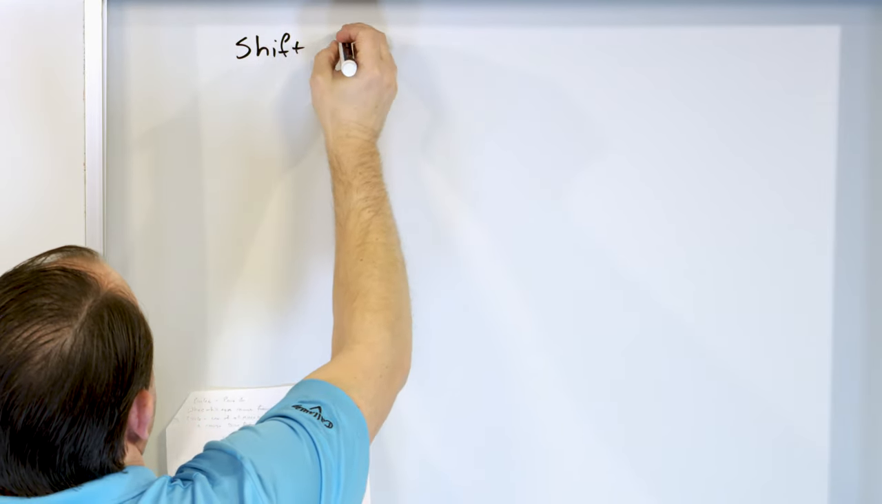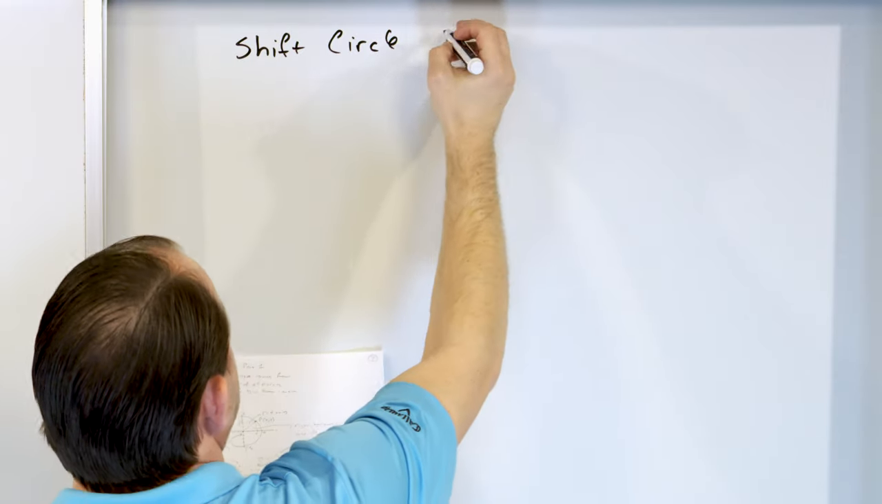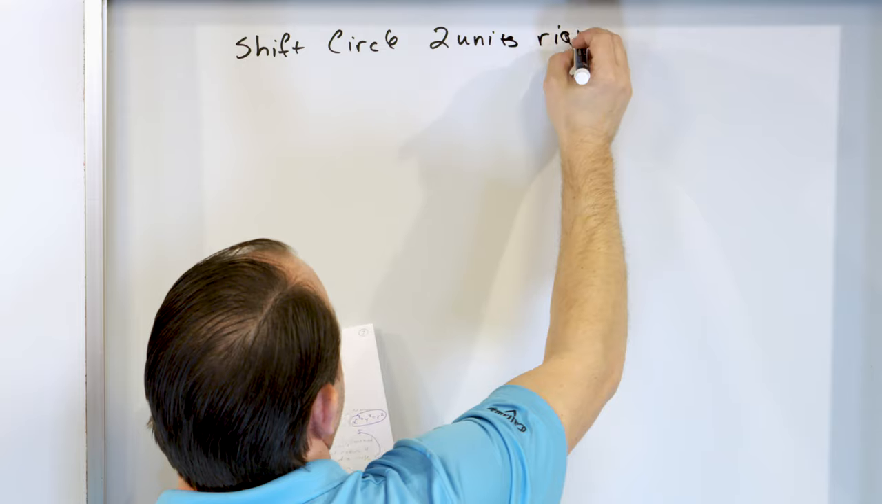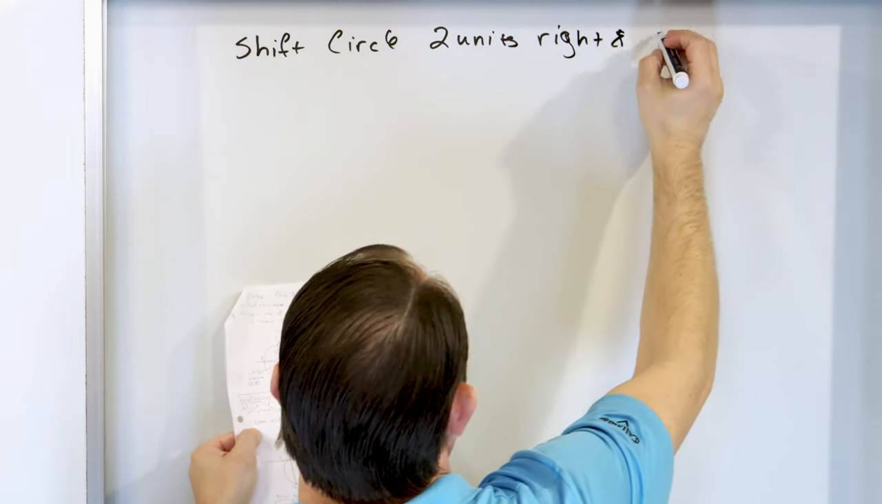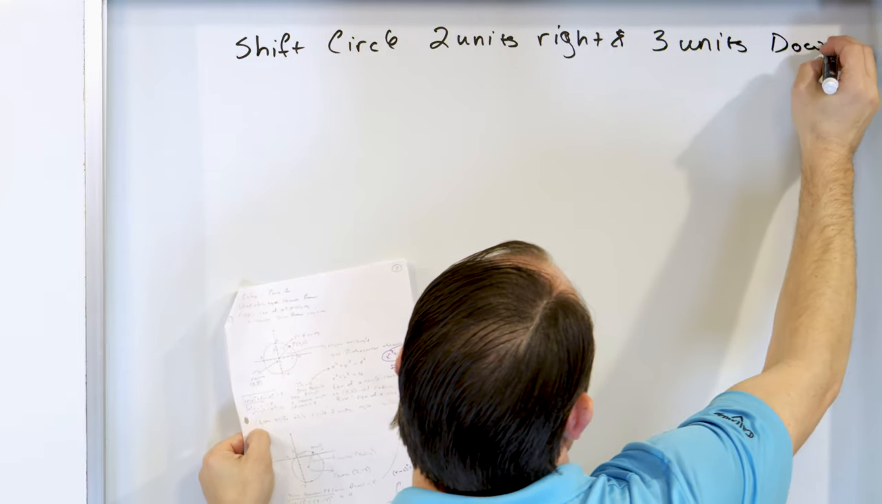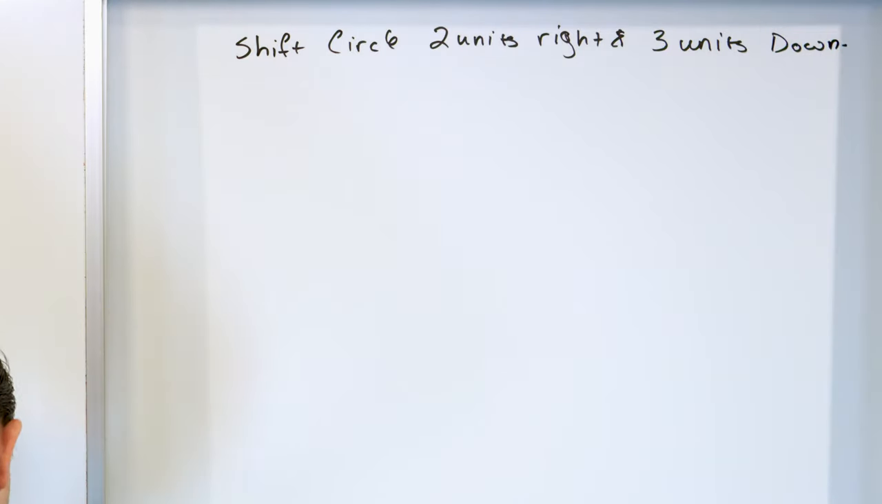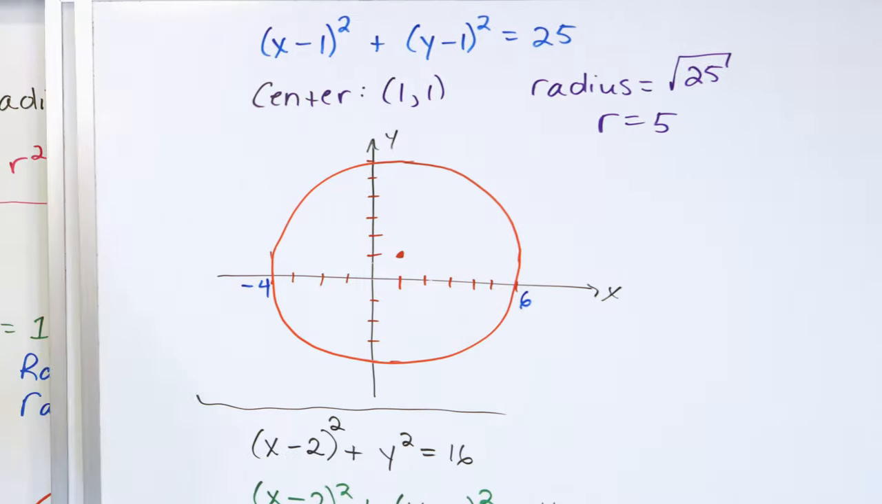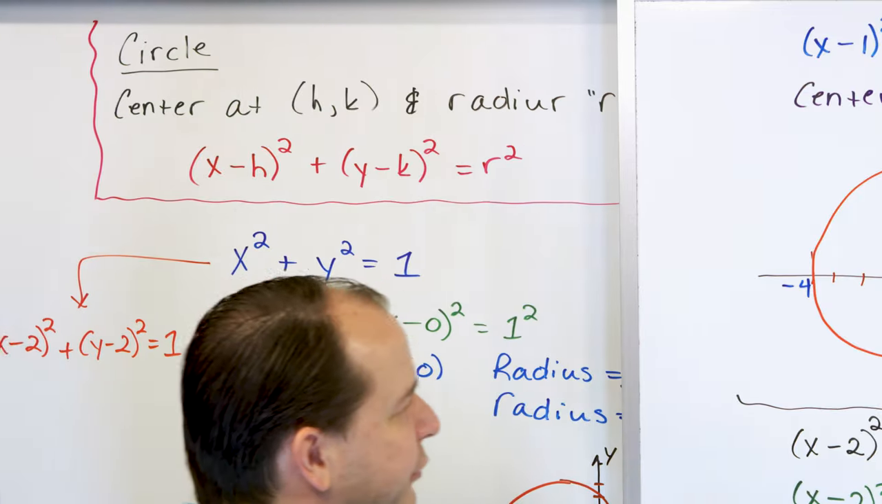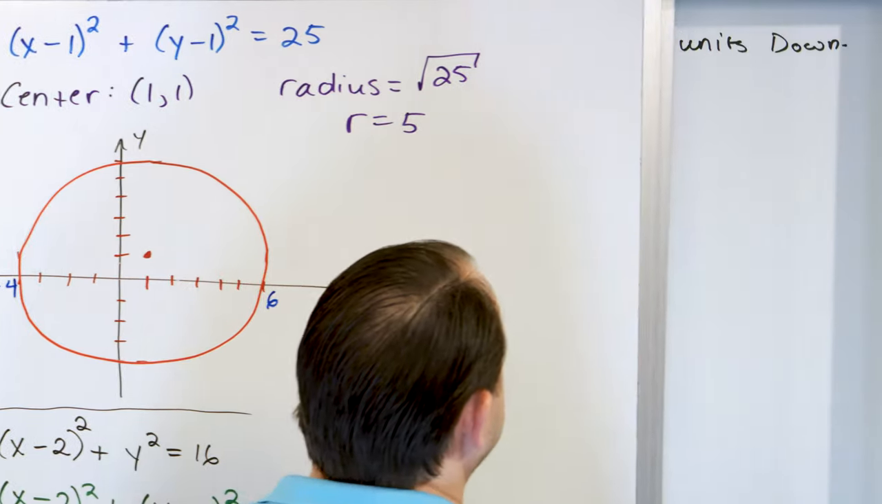Let's shift the circle 2 units right and 3 units down. So what we want to do is go through the whole exercise again, but with the circle in a slightly different location. And we want to show that the thing that you get out of it is actually this business. We want to show that that describes a circle that's shifted anywhere other than the origin.